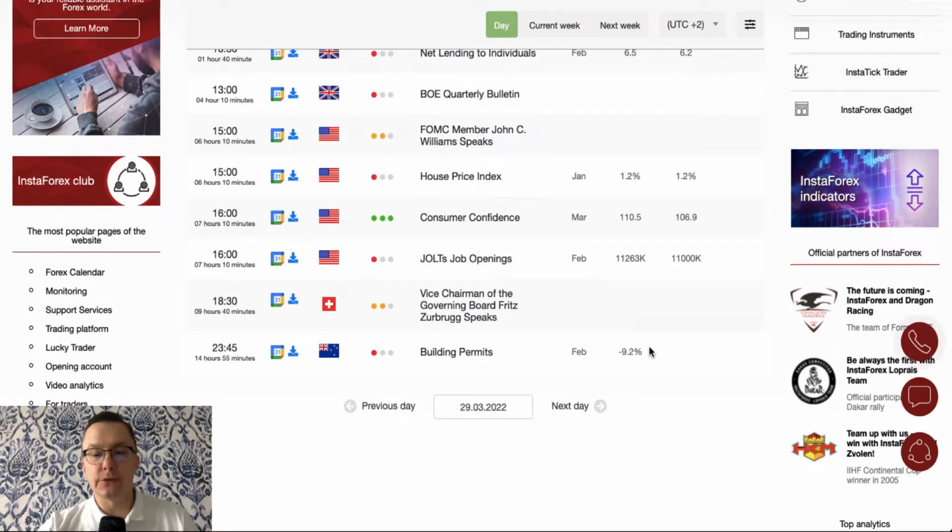The key event of today is the consumer confidence data, scheduled for release at 4 p.m. during the New York session. What we have here is a decrease from 110.5 points to 106.9 points. So we should expect a slight slowdown in the confidence of Americans regarding the economy.